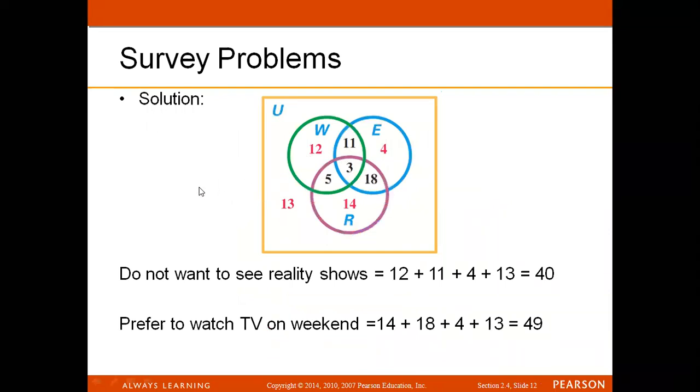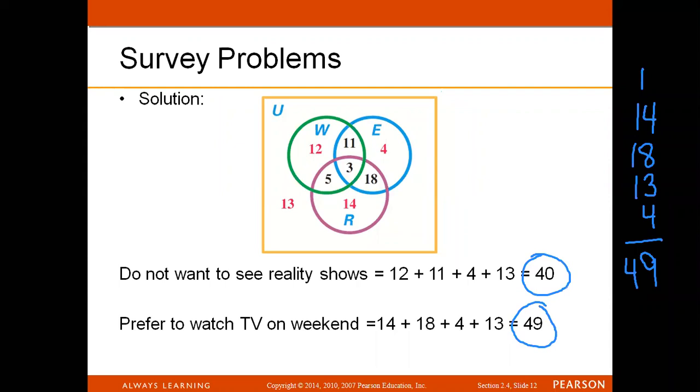They got the 40 and 49. So I think I summed wrong because they definitely had those numbers. I just didn't carry. So 14, 18, 13, and 4. I said 8 plus 8 is 16, 17, 18, 19. But apparently, maybe I did not carry the 1 because we got 40 and 49.